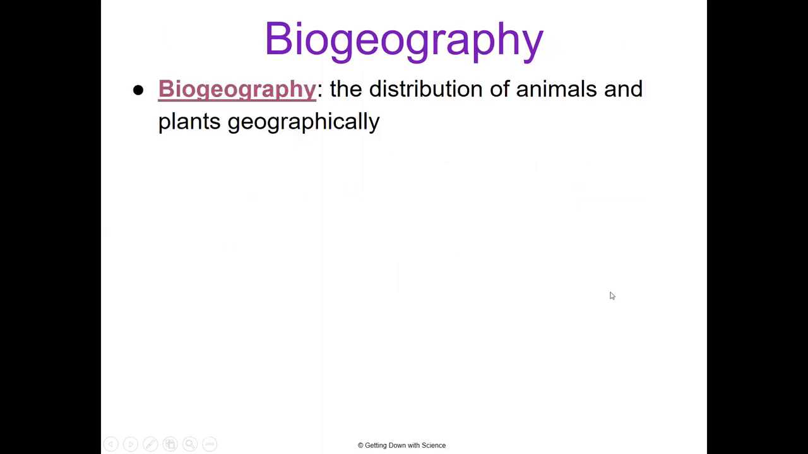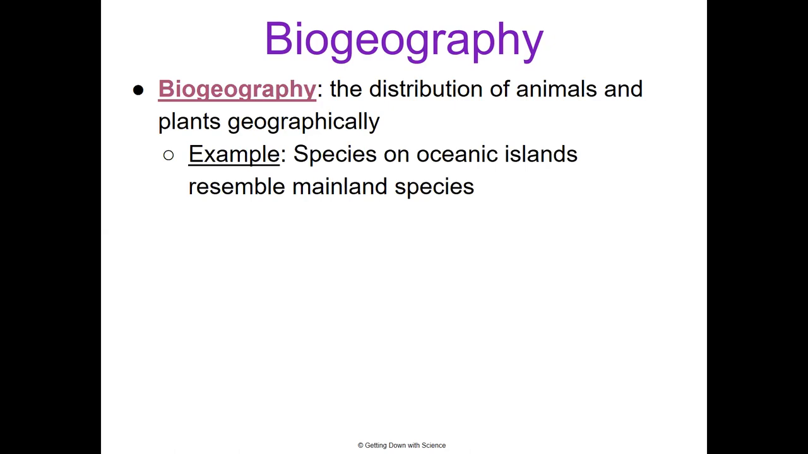The next thing we want to look at is biogeography. This has to do with the distribution of the animals and plants geographically. So we look at these in terms of where do we find these organisms. Are these species on oceanic islands, and do they have some sort of connection or resemblance to mainland species? Could it be that they started on the mainland and then something happened, wind, floods, who knows, and they ended up on these islands where then they were able to adapt and fit into these environments?